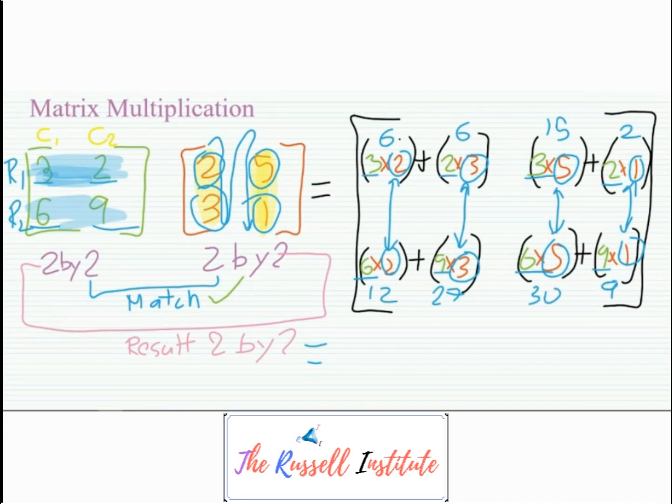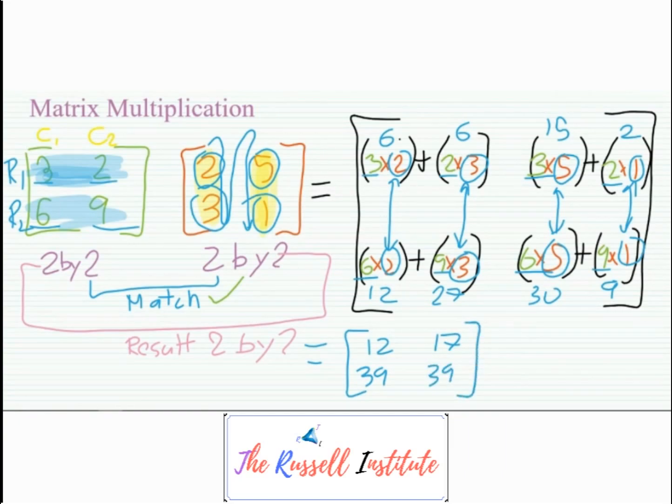And we just add. 6 and 6 gives us 12. 15 and 2 gives us 17. 12 and 27 gives us 39. 30 plus 9 gives us 39.